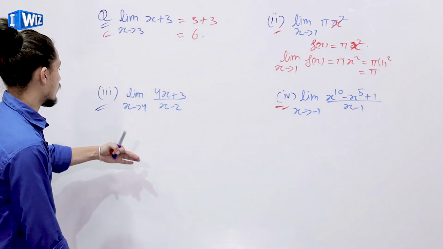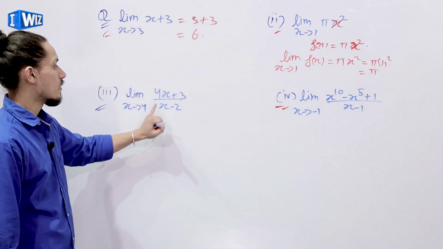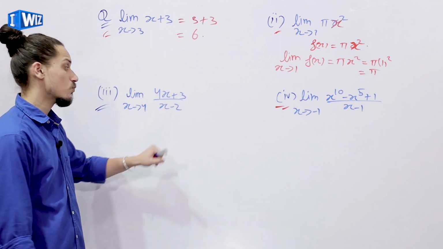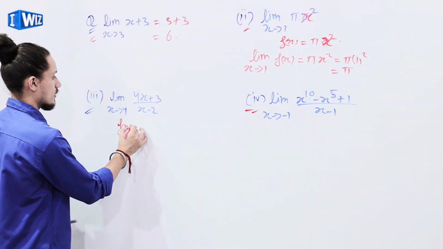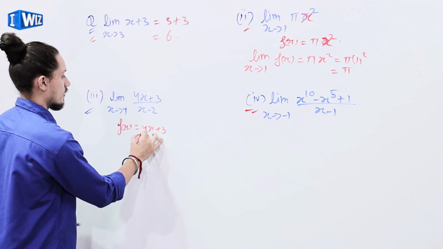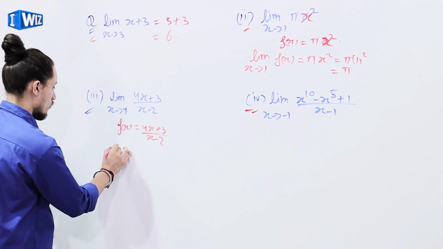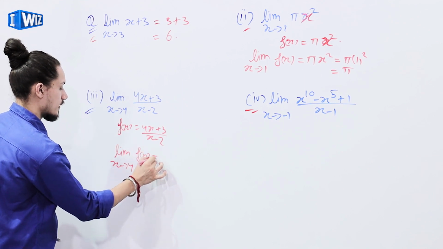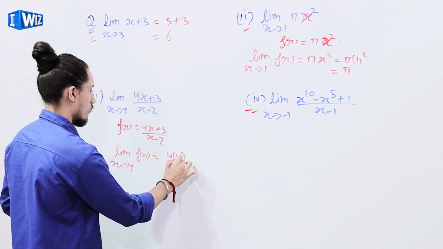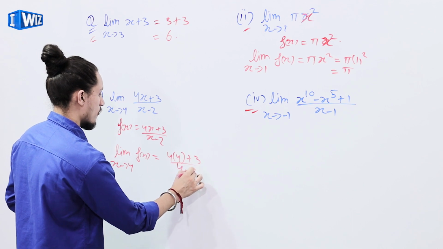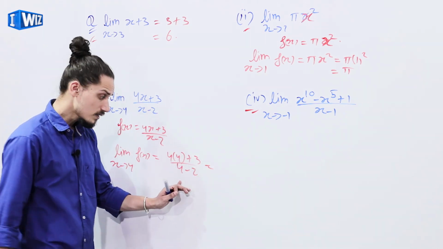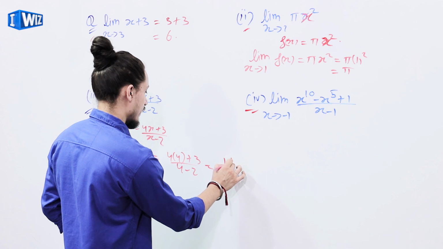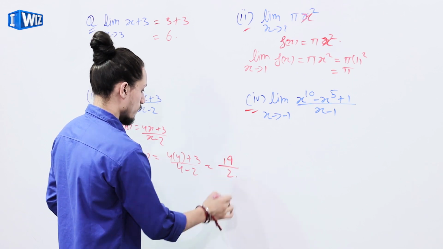Cool. Next one, limit x approaches 4, (4x plus 3) upon (x minus 2). Here f(x) is equal to (4x plus 3) upon (x minus 2). So limit x approaches 4, f(x) becomes (4 into 4 plus 3) upon (4 minus 2), which is equal to 19 upon 2.